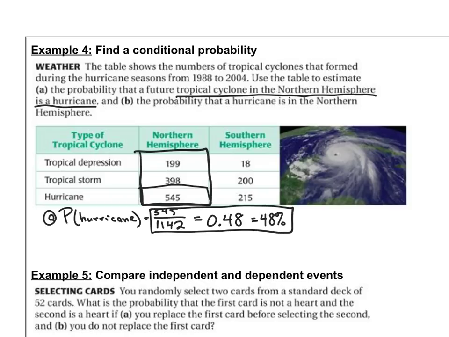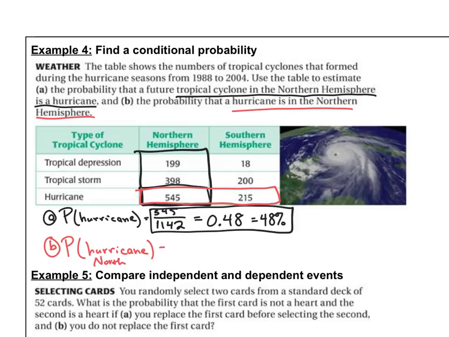So let's take a look at B. Probability that a hurricane is in the northern hemisphere. So now we're looking strictly at hurricanes. So B, probability of a hurricane, and we'll just put in the northern hemisphere, would look like this. It'd still be 545, that's how many took place.